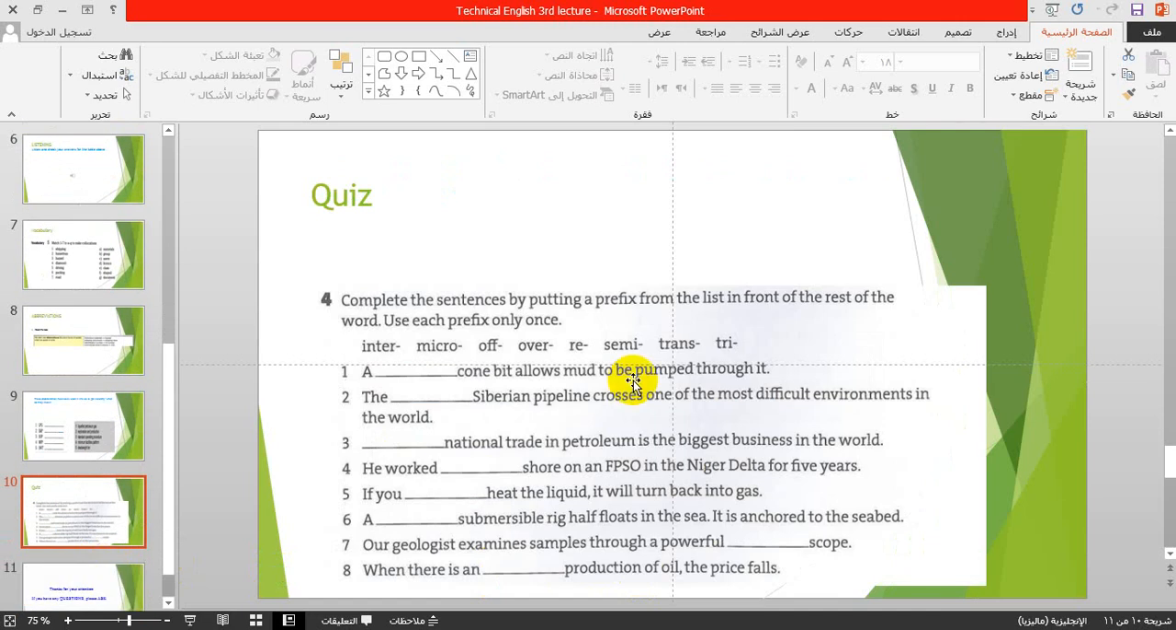The last one is a quiz, and you have to do this quiz for yourself. Complete the sentences by putting a prefix from the list in front of the rest of the word. Use each prefix only once. But this you have to fill by yourself, and there are marks for this.